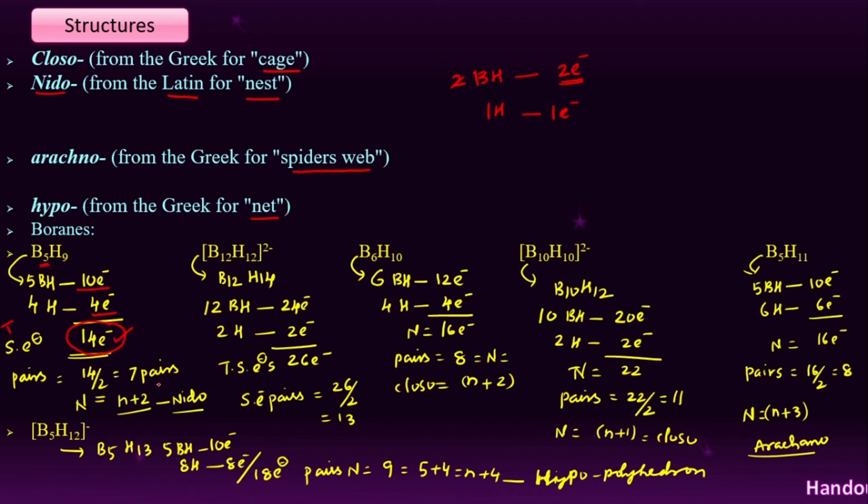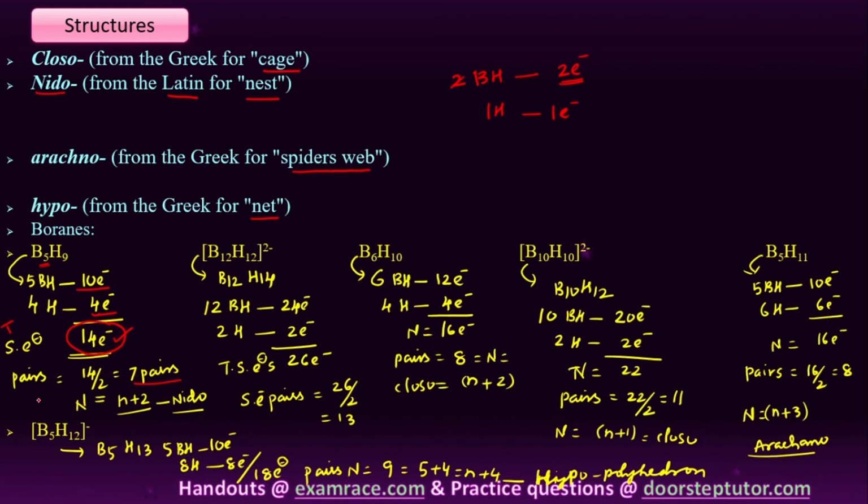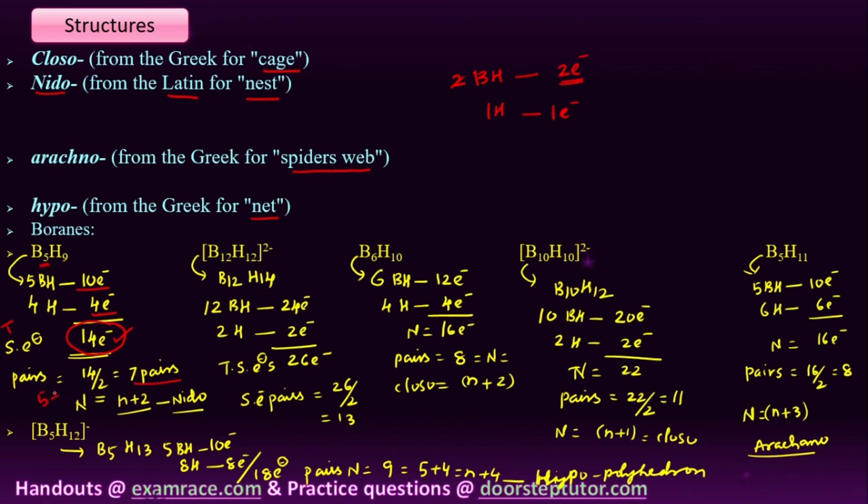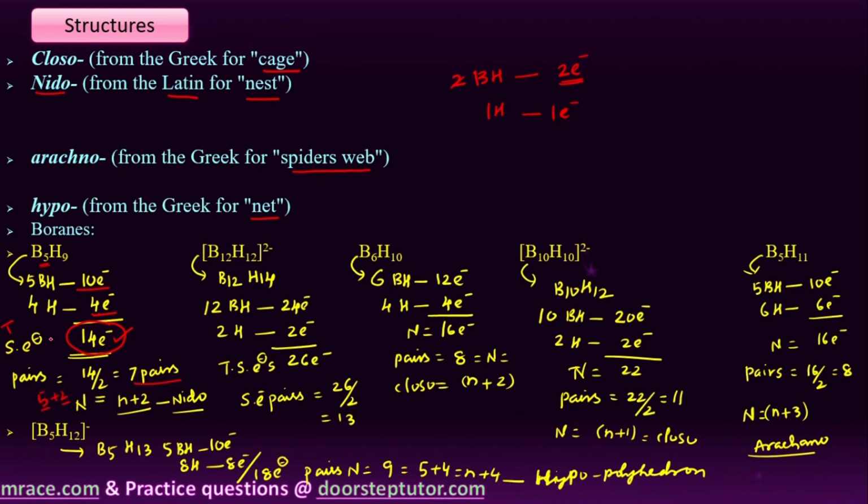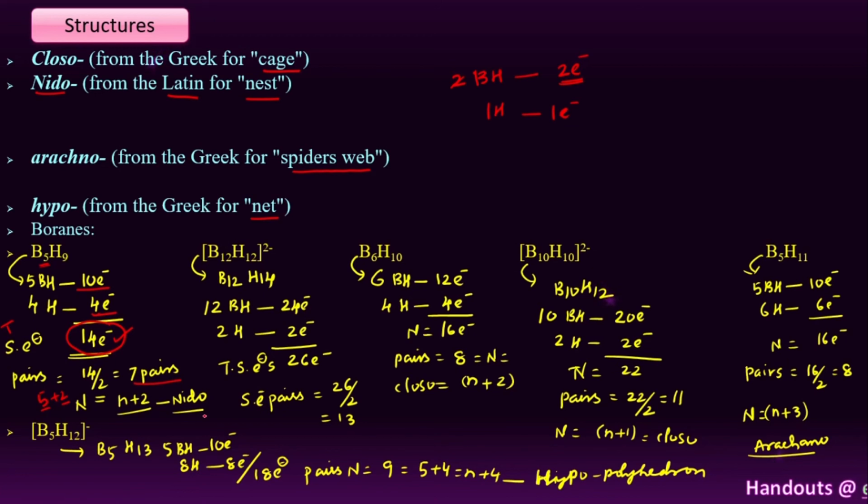Just divide it by 2, then you will get the skeletal pairs, right? So n is equal to n plus 2, which you can write as 5 plus 2. So 7 we will write as 5 plus 2. Here 5 means the number of boron atoms, so the number of pairs is equal to the number of boron atoms plus 2. Then only this is applicable, right? Otherwise it is not applicable.